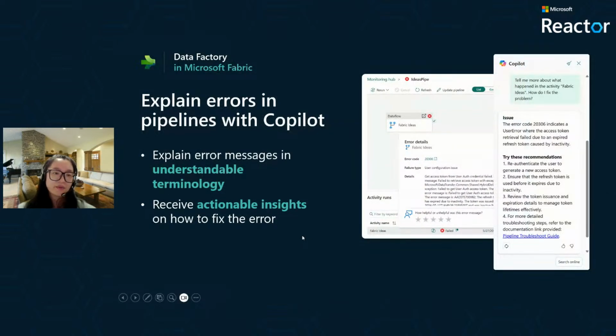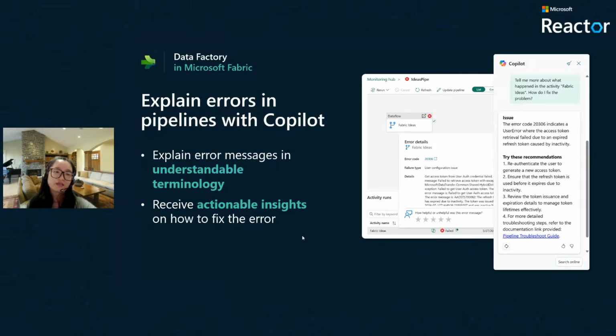Hi, let's talk about debugging. Sometimes the error messages are just a wall of text, and figuring out what actually went wrong has been a long-standing frustration for a lot of users. That's where Copilot steps in. It doesn't just show you the error, it breaks it down in natural language so you actually understand what's happening. And even better, it tells you what to do about it.